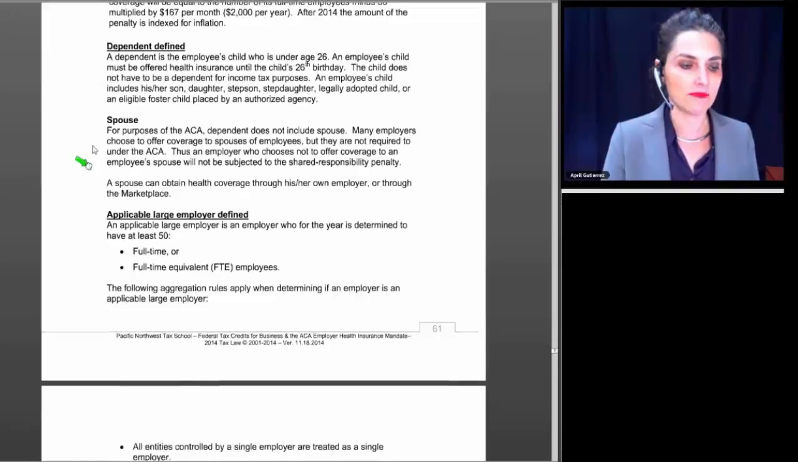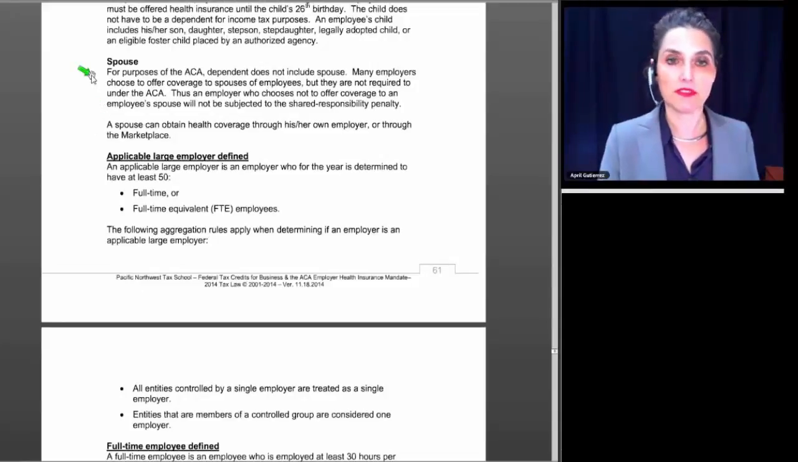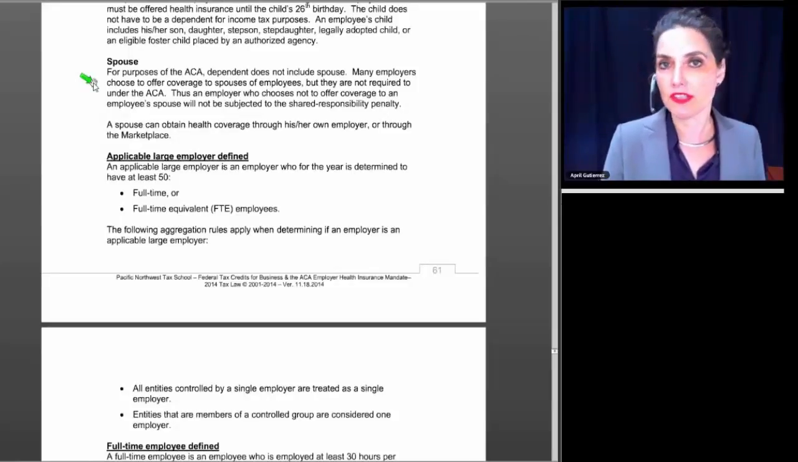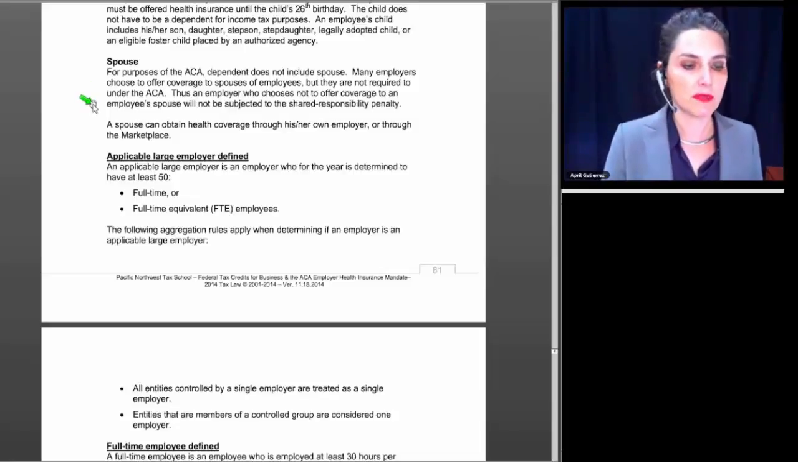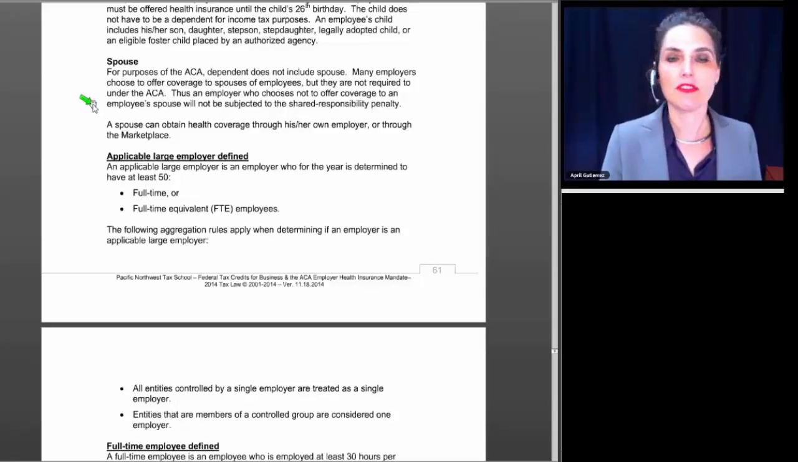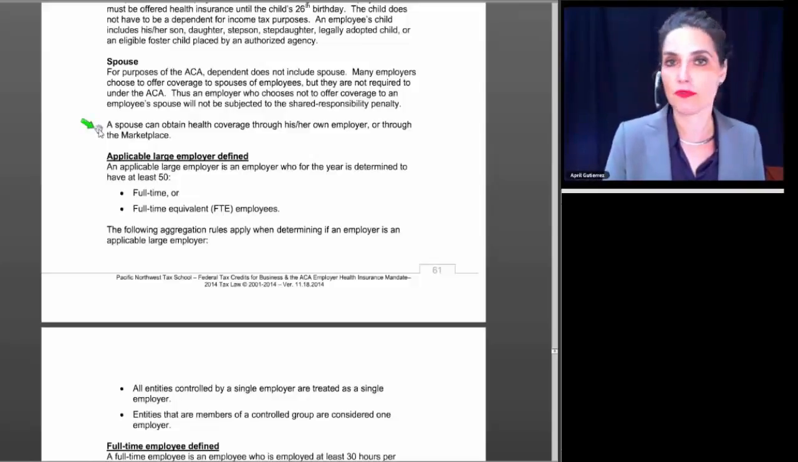authorized agency. For spouses, for purposes of the Affordable Care Act, a dependent does not include a spouse. Although many employers choose to offer coverage for spouses of employees, they are not required to do so under the Affordable Care Act. Thus, an employer who chooses not to offer coverage to an employee's spouse will not be subjected to the shared responsibility penalty. A spouse can obtain coverage through his or her own employer or through the marketplace.